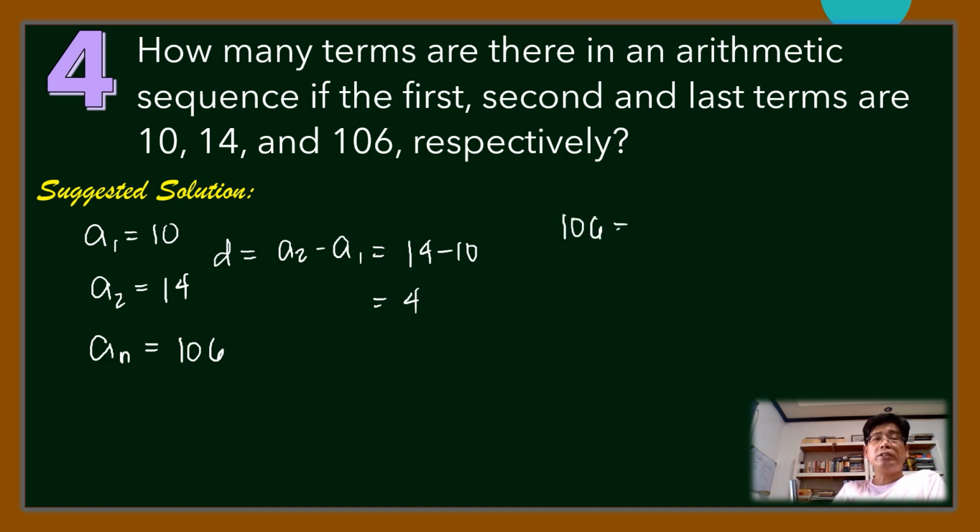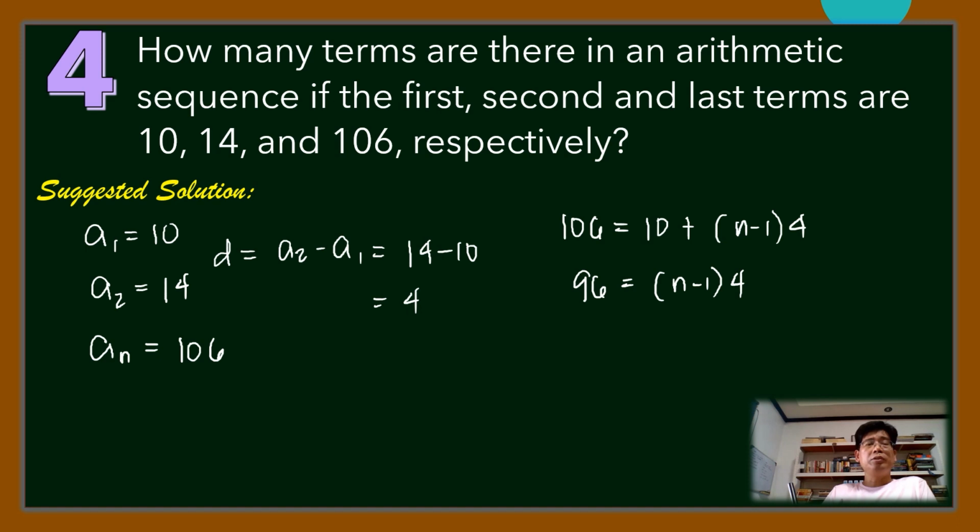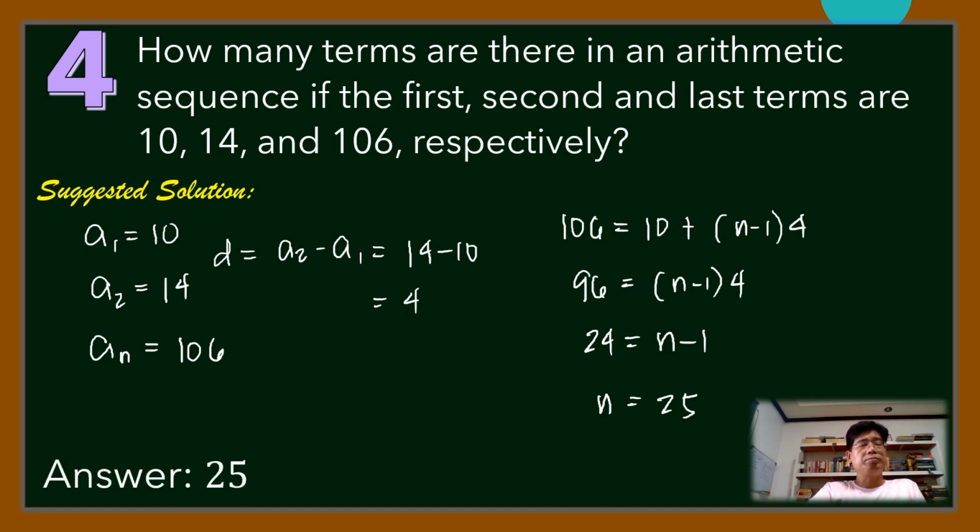We have 106 equals a sub 1, a sub 1 is 10, plus n minus 1 times the common difference 4. Subtract 10 from both sides, we get 96 is equal to n minus 1 times 4. Then dividing both sides by 4, we have 24 is equal to n minus 1. Then we add 1 to both sides, we'll have n equals 25. So there are 25 terms in this arithmetic sequence.